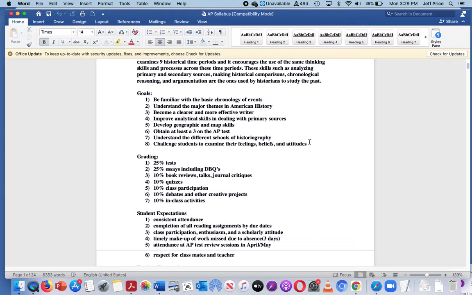My goal is for everyone to get a 3 on the AP exam. A 3 gets them 6 credits at a Pennsylvania State institution like a Millersville or a Westchester.